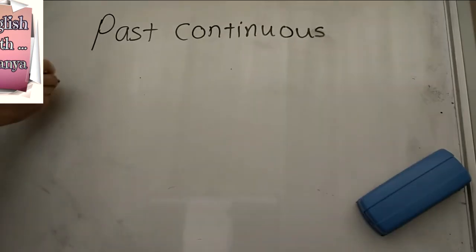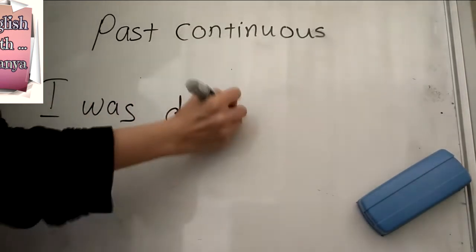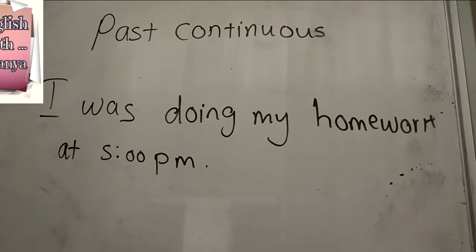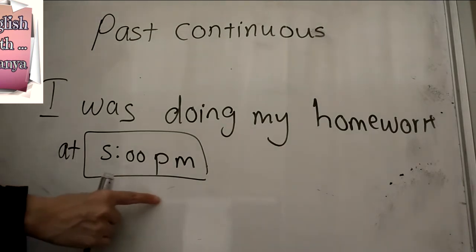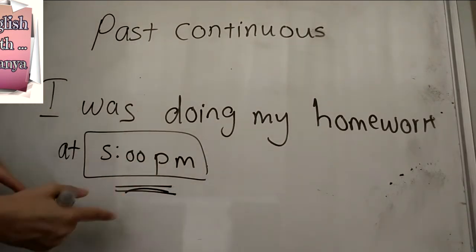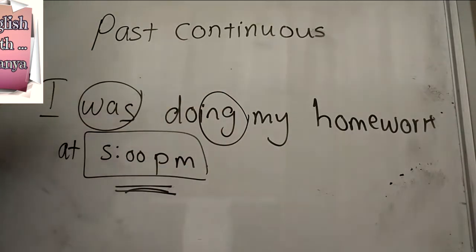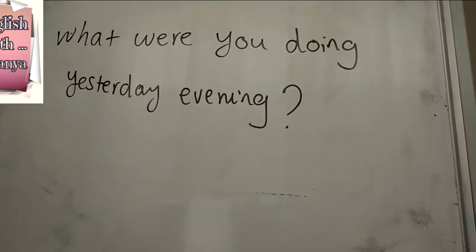For example, I was doing my homework at 5 p.m. What does that mean? It means that at 5 p.m. I was doing my homework. So we are talking about something specific, something that actually happened at 5 p.m. And because of that, we need to use verb to be with ing to talk about something that was happening at a specific time.